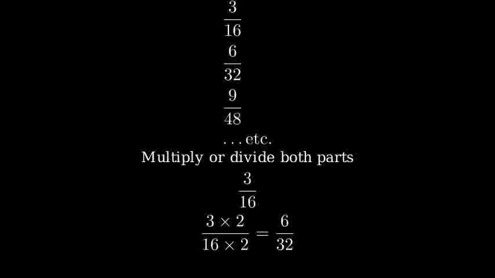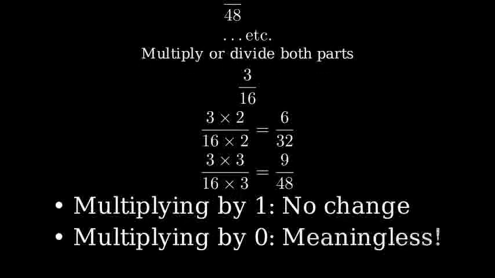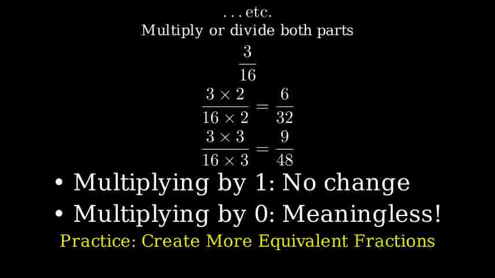This gives us 3 multiplied by 3 over 16 multiplied by 3 equals 9/48. This will work for any factor of numbers above 1. Also, multiplying or dividing by 1 won't change the fraction, and multiplying by 0 gives a meaningless result. Now, it's your turn to practice. Use any multipliers you like to create some equivalent fractions for 3/16.